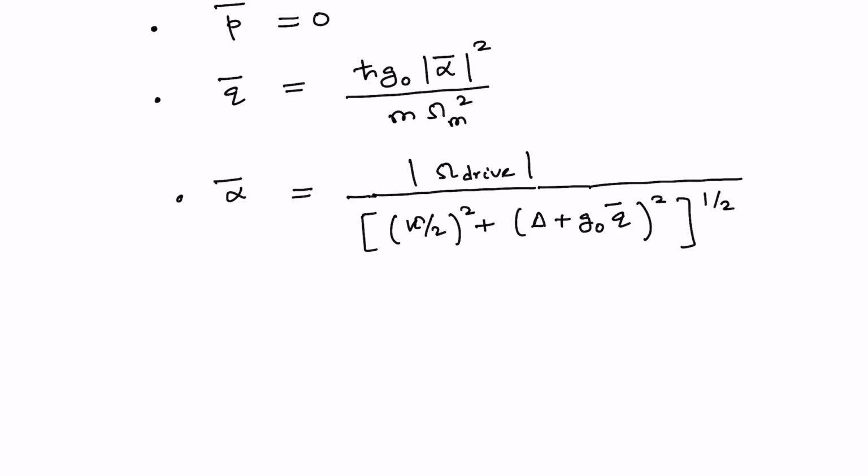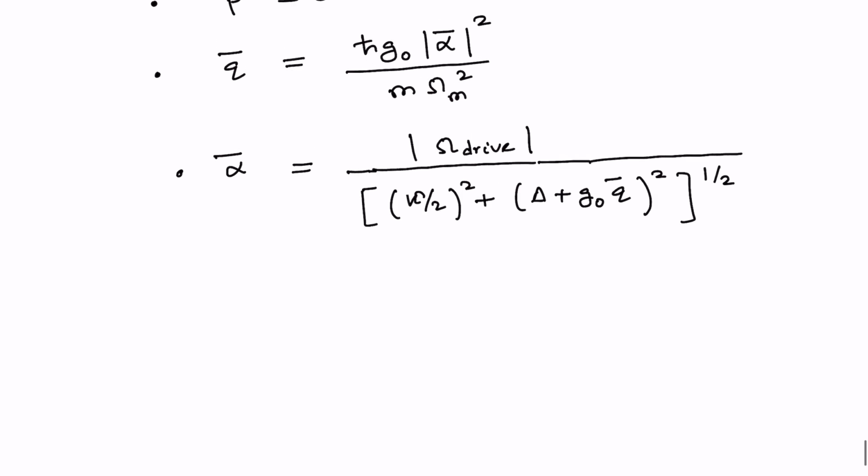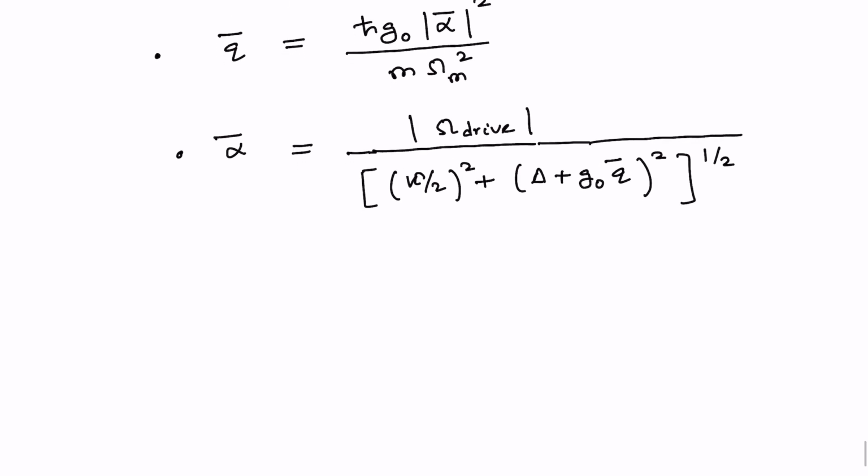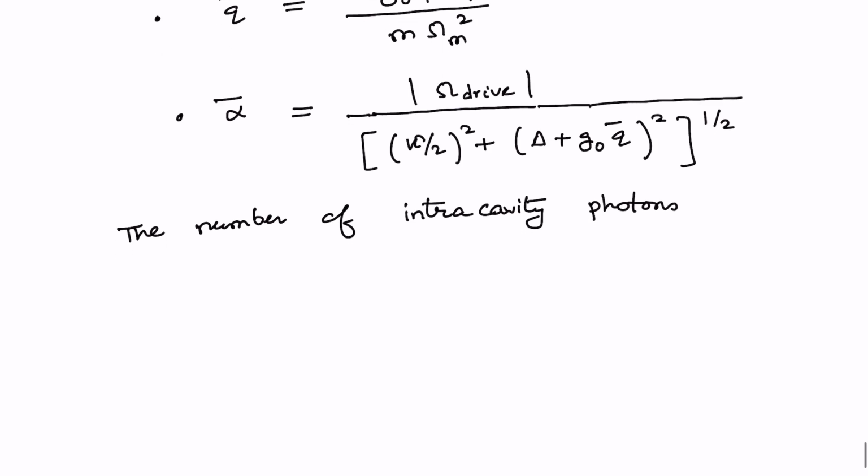So these are the steady state solutions of the quantum Langevin equation. And from this, I can also write that the number of intracavity photons is given by mod alpha bar square, or simply alpha bar square. This gives the number of intracavity photons.